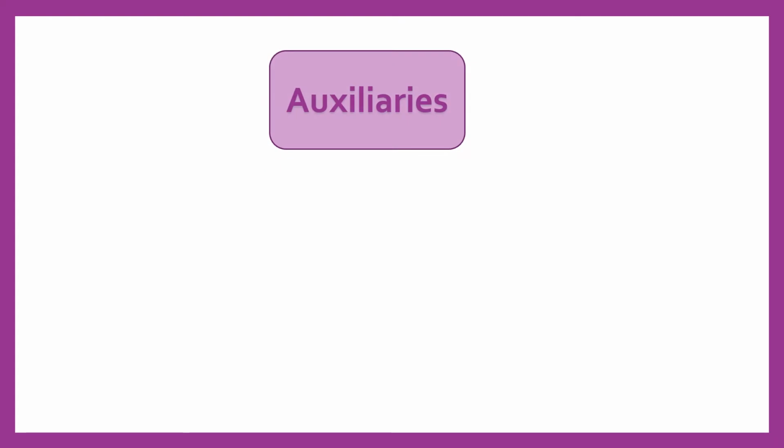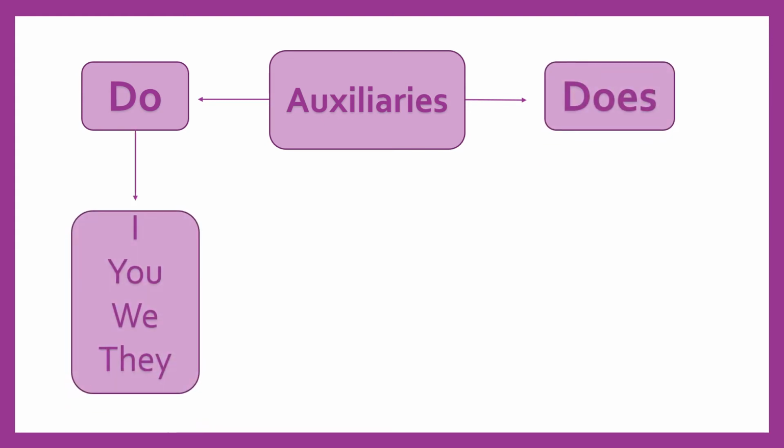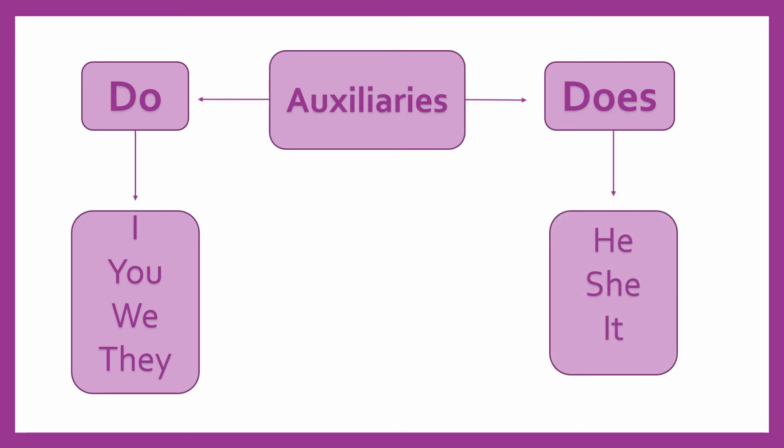Next, we need to talk about auxiliaries. These words are going to help us to create the negative sentence using means of transport. In this case, we have two types of auxiliaries, do and does. Do is going to be used with the pronouns I, you, we, and they, and does is going to be used with the pronouns he, she, it.